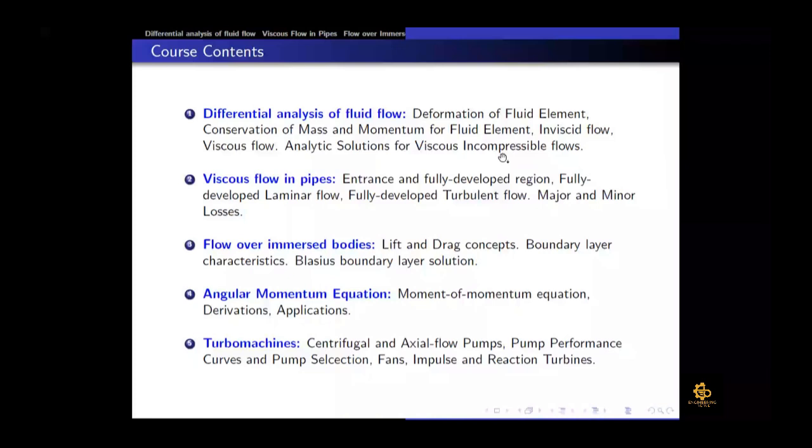So the major limitation of the Bernoulli equation is that it is only applicable for inviscid fluid, where there is no viscosity, and secondly, it is only applicable for steady flow, which is not changing in time.